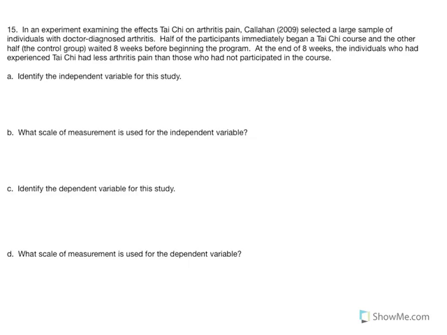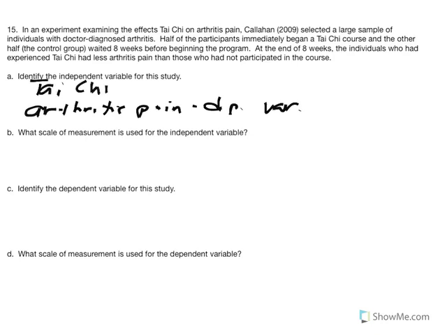Identify the independent and the dependent variable. What has an effect on what? What are we hoping to minimize or diminish? In this case, it's the arthritis pain. That's the dependent variable. And how are we going to decrease it? Well, we're going to expose them to this exercise program, in particular Tai Chi. Okay. So the levels of the independent variable, so again, that's the independent.